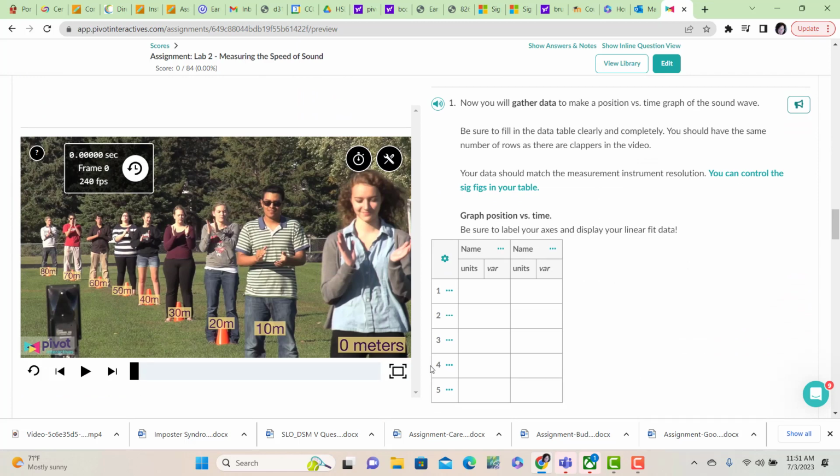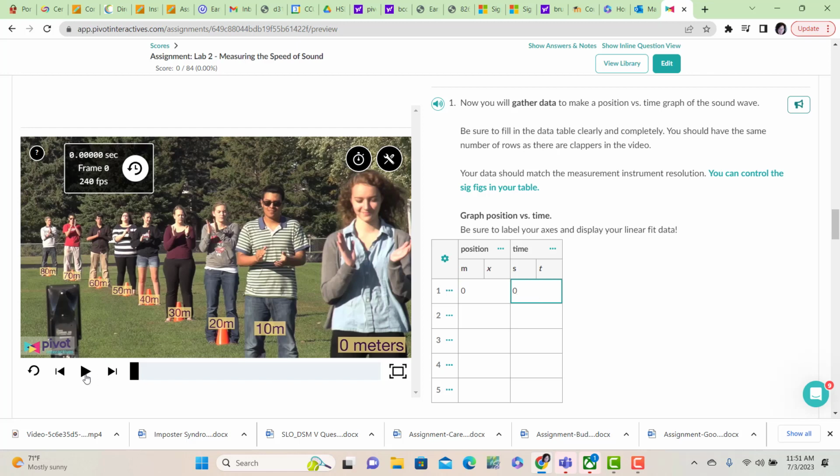And obviously, Emma, who's number 1 and closest, is going to be our 0 point. So we're going to create a column of position in meters and time in seconds. And the variable for position can be x, and the variable for time can be t. And so at 0 position, there's 0 time.